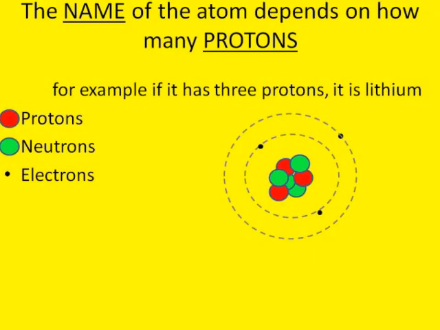The name of the atom depends on how many protons there are. So, for example, 3 protons will give you lithium. 6 protons will give you carbon.